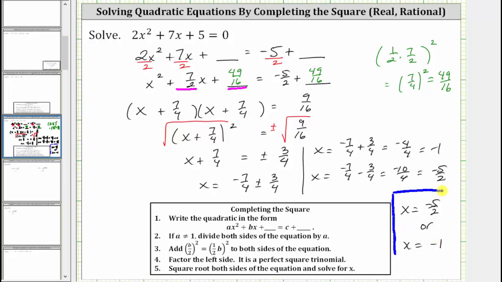Notice how these solutions are real and rational, which means we could have solved the original equation by factoring, but we were told to use the method of completing the square.